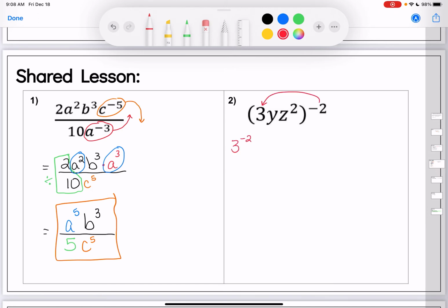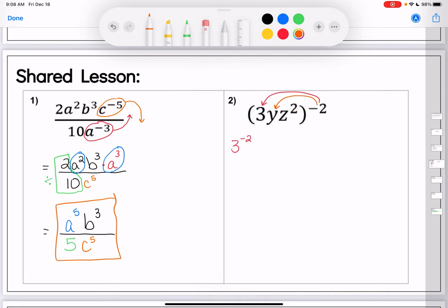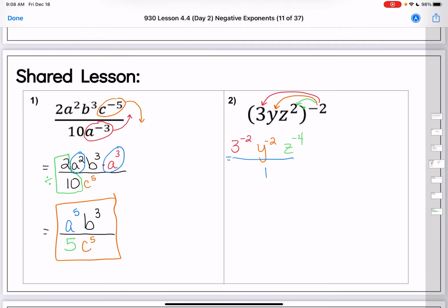I get 3 to the negative second. I get y to the negative second, and then I get z to a power to a power here. I'm going to multiply those exponents, so I get z to the negative fourth. All right, now this is all technically on the top of the fraction, right? So since every single one of these has a negative exponent, all 3 of them are going to move down to the bottom of the fraction. So it's going to become 1 over 3 to the second, y to the second, z to the fourth.